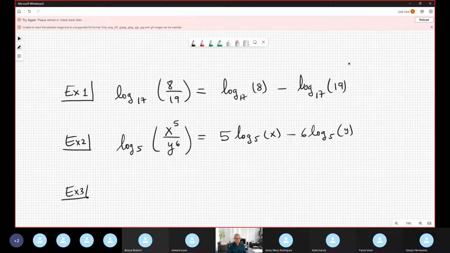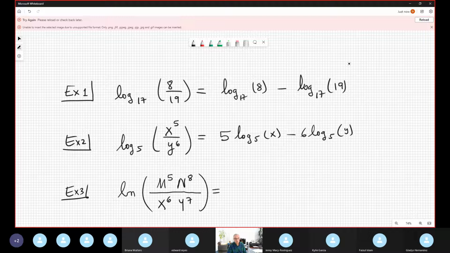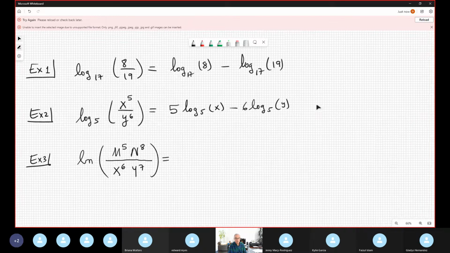One more big example. Suppose the natural logarithm of one complicated expression is m to the 5th, m to the 8, x to the 6, and y to the 7. You expand. How many logarithms do we have in this? We have 4, no? One for each expression: 1, 2, 3, 4.